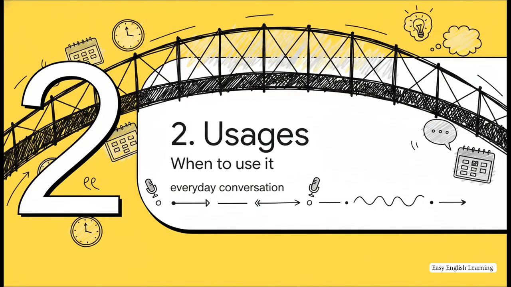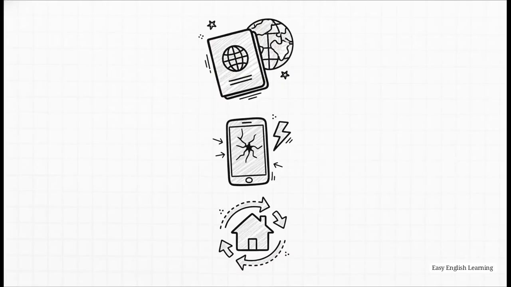Moving swiftly on to part 2, usages. We actually cross this temporal bridge in 3 primary ways. First, for life experiences, when we talk about something that happened in our life without specifying exactly when. I have visited Turkey. She has never tried sushi. Have you ever been to London?